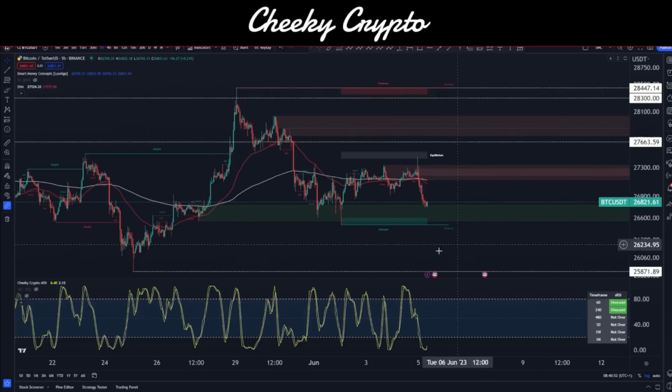Now, moving over into the smart money concept side, slightly easier to understand, less cluttered, and all that, we can see that we got rejected from equilibrium.